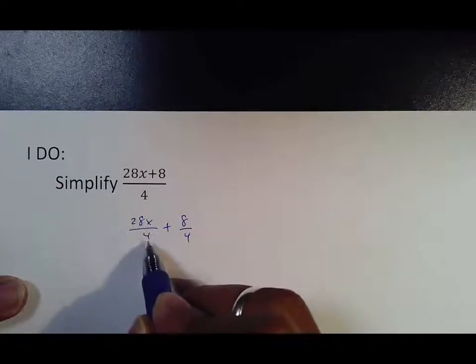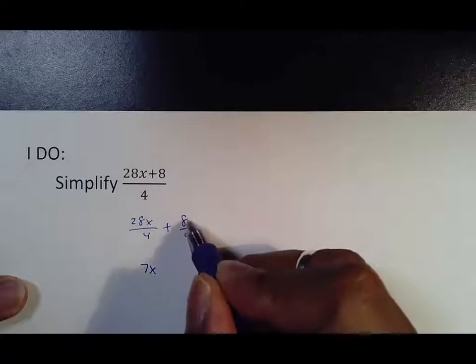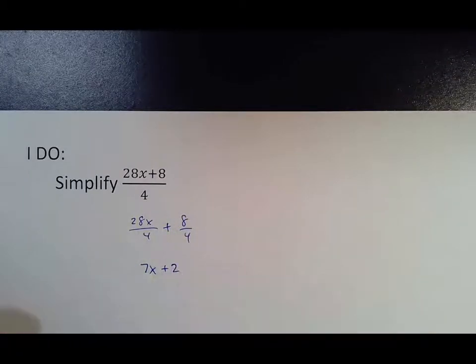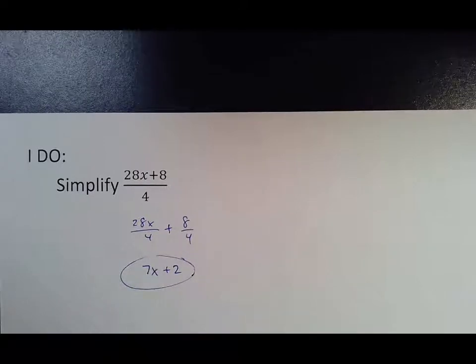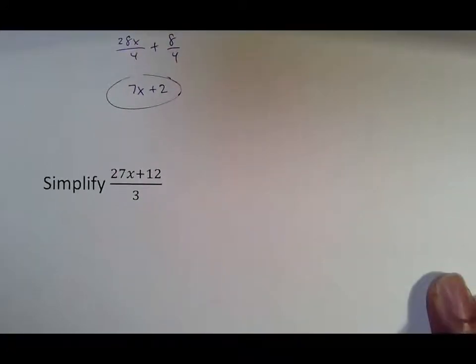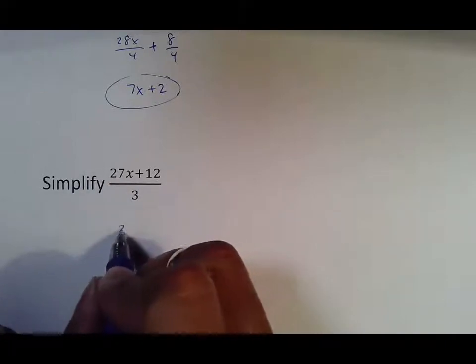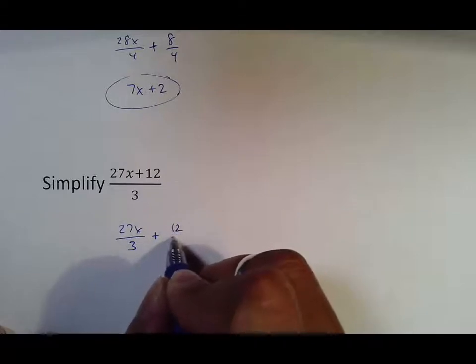Now we divide. 28 divided by 4. I believe 4 times 7 is 28, so that's 7x. And 4 goes into 8 2 times, which would be 7x plus 2. This is your simplified version of that fraction. And that's all that it is. All right. Looking at another one, 27x plus 12 over 3. First off, we're going to split it to be 27x over 3 plus 12 over 3.